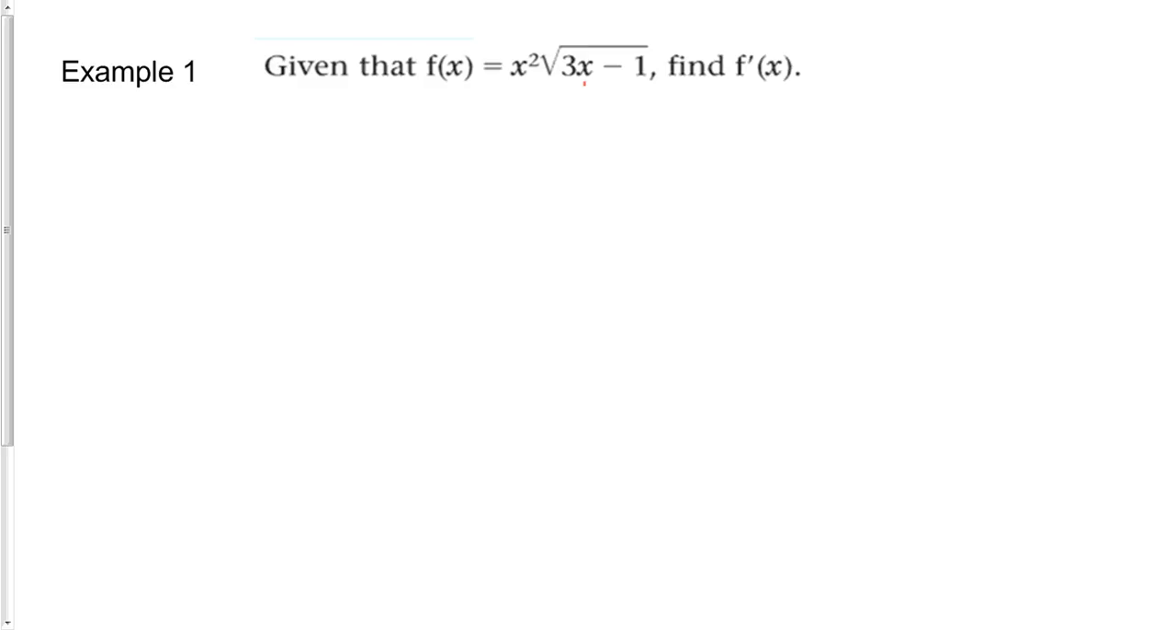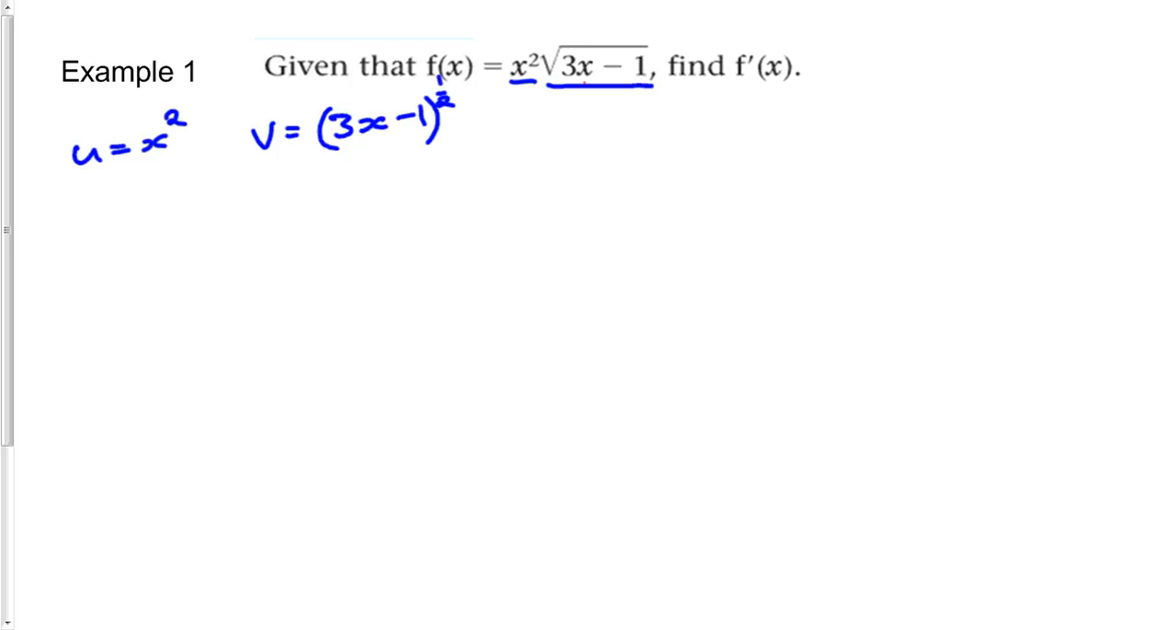So here we've got two functions. We've got x squared as our first function, and we've got this one here as our second function. So we're going to let u equal x squared, and we're going to let v equal the square root of 3x minus 1, which we're going to write to the power of 1/2 so that we can actually differentiate it.